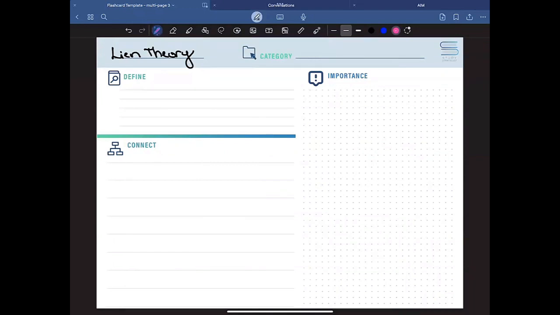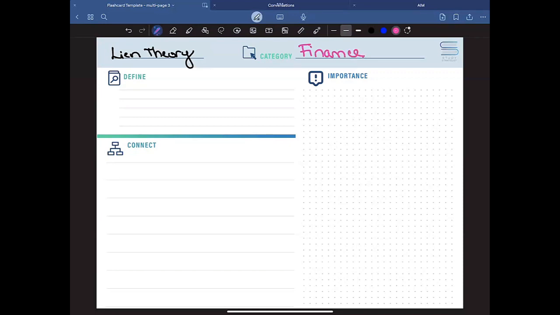So, first one, categorize. Do you have any idea where Lien Theory goes? What chapter you would have learned it in? Can you think of? Not. Okay, that's okay. Strangely enough, it goes in finance.